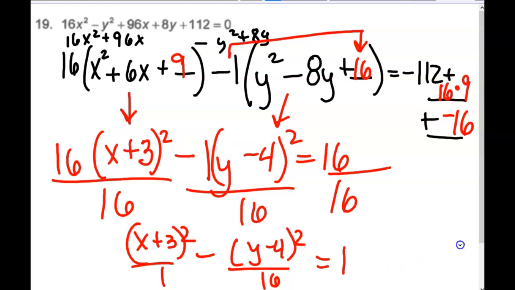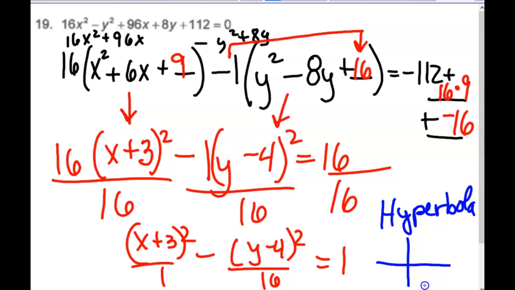Is this a hyperbola or an ellipse? And it opens left and right. The auxiliary rectangle would be left 3 and up 4, and it would go 1 to the left and right and be very long and skinny this way, and then we'd have a parabola opening this way.